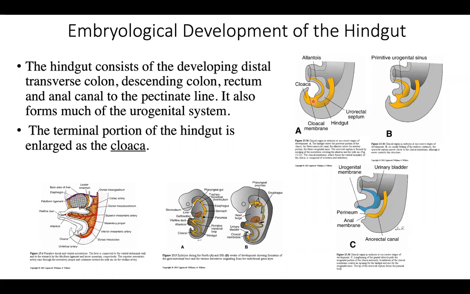But you know the lower part of the hindgut is expanded, forming something called the cloaca. This extension here is the cloaca. This cloaca is not only going to develop into the lower part of the hindgut, like the rectum and lower part of the colon, it's also going to develop into the urinary bladder and part of the external genitalia. That is why it's called cloaca at the beginning.